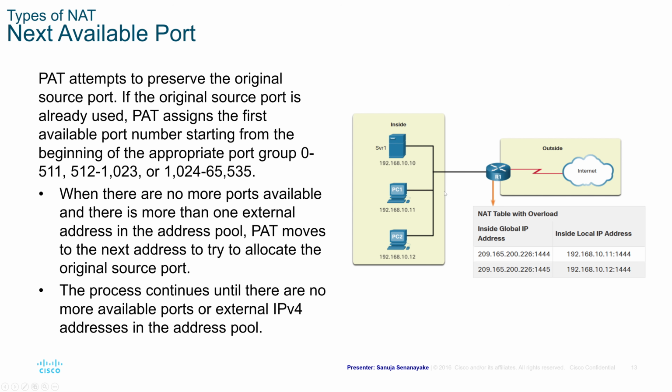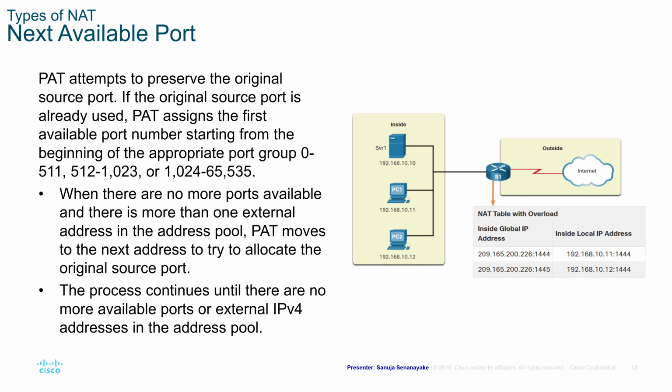In this example, we have the inside network with 3 end devices, a router with PAT configured, and the outside internet. If you look at the NAT table with overload, remember that NAT with overload is the same as PAT, the same concept. NAT overload or PAT has the inside global IP address and the inside local IP addresses. What differs from the typical NAT table is that these IP addresses have port numbers associated with them, because PAT modifies both layer 3 and layer 4, as opposed to NAT only modifying the layer 3 headers.